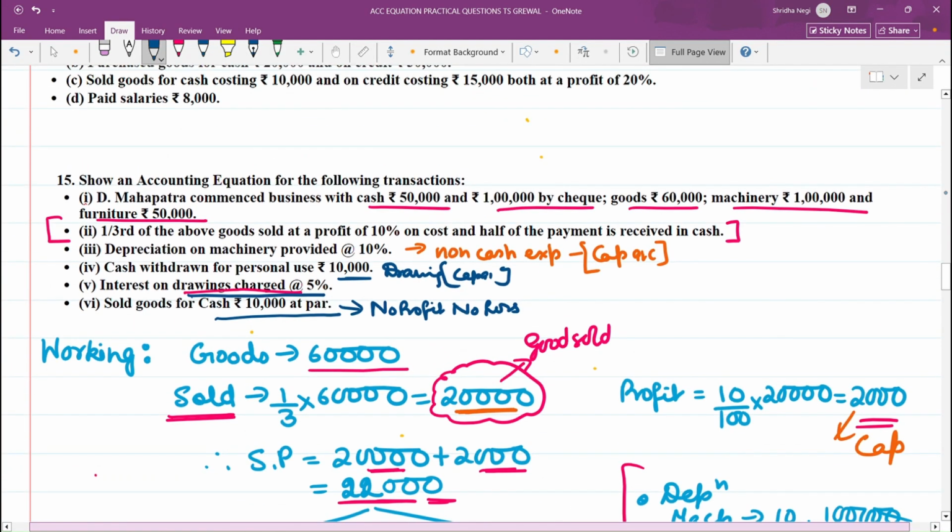Okay. So here the most important part is the treatment of the IOD part. Then the second part, cash withdrawn for personal use, that you know, and the depreciation part. Okay. And at par. Sold goods at par means no profit, no loss.